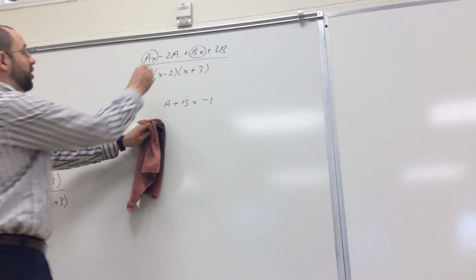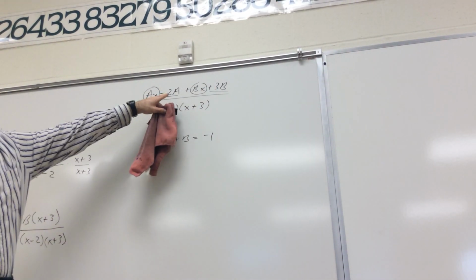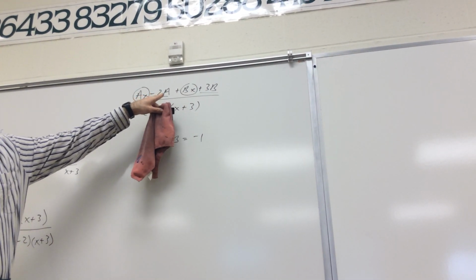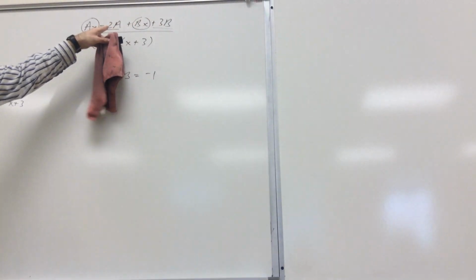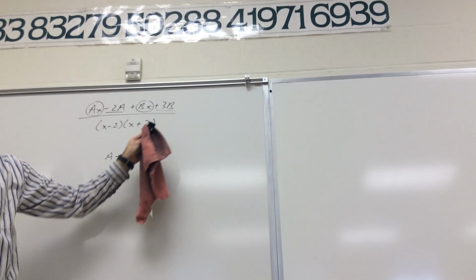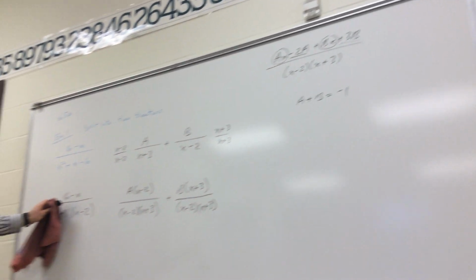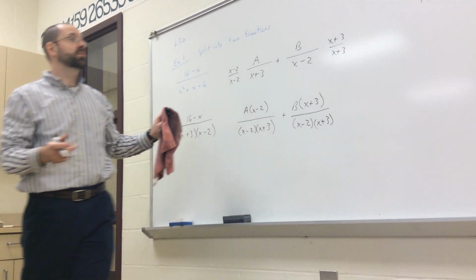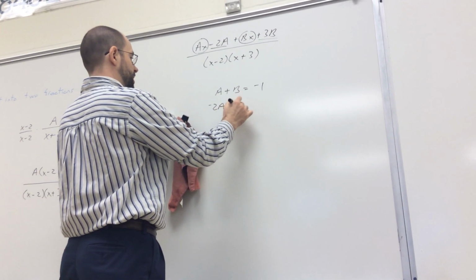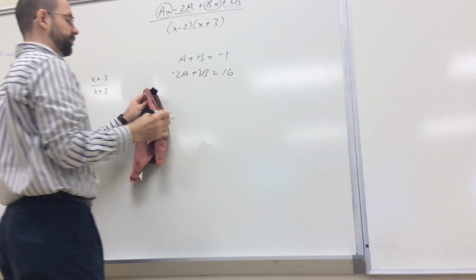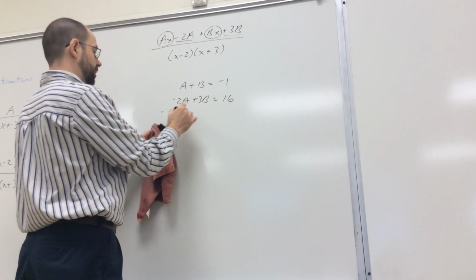And then these terms are numbers. A is a number, so negative 2a is a number. And b is a number, so 3b is a number. So I'm taking a number plus a number, and what do those numbers need to add up to? 16, because that's the number in the numerator of my fraction. So negative 2a plus 3b needs to be 16. So now I've got a system of equations that I can solve.